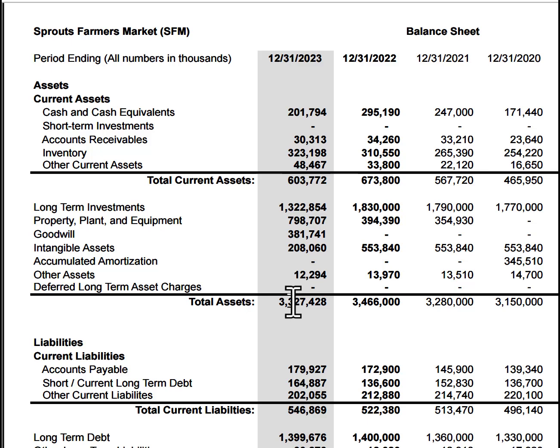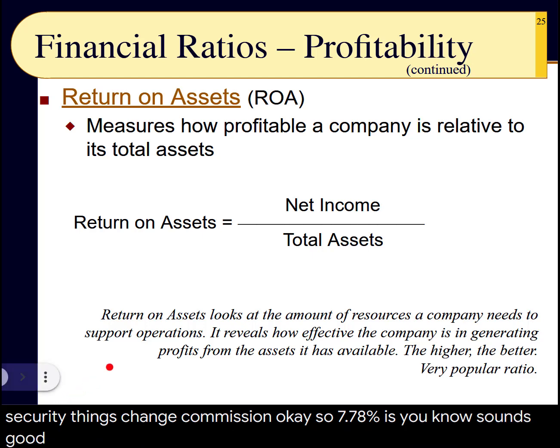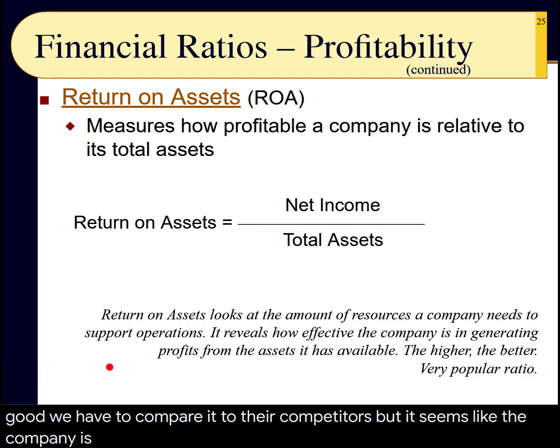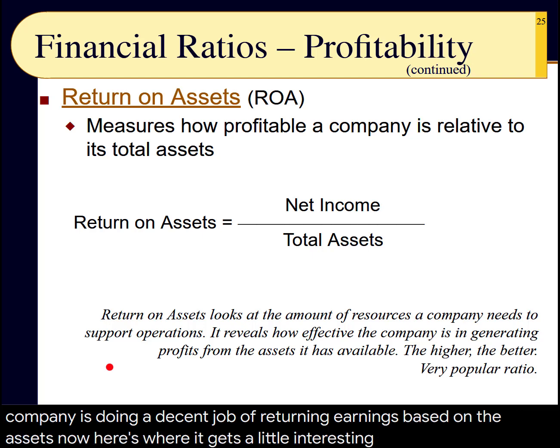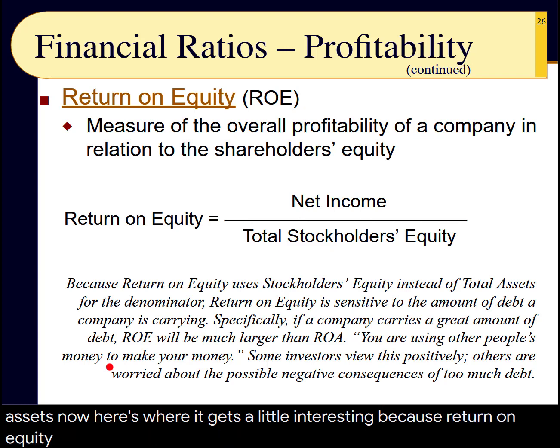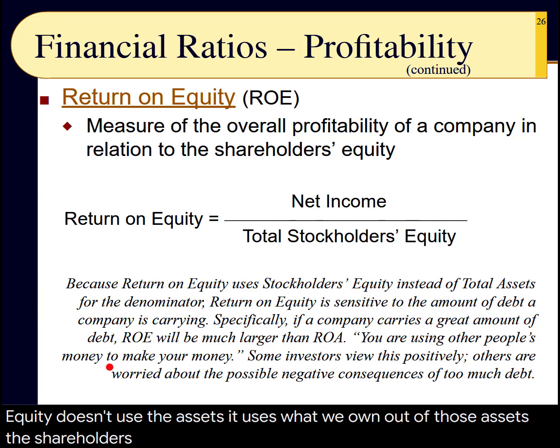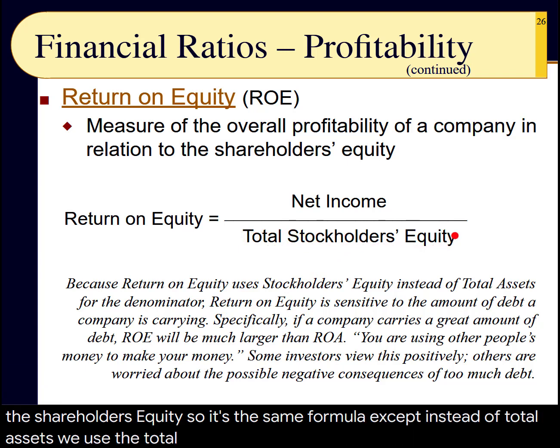Okay, so 7.78% sounds good. We have to compare it to their competitors. But it seems like the company is doing a decent job of returning earnings based on the assets. Now, here's where it gets a little interesting, because return on equity doesn't use the assets. It uses what we own out of those assets, the shareholders' equity. So it's the same formula, except instead of total assets, we use the total shareholders' equity, which is, again, on the balance sheet. So let's take a look at that.